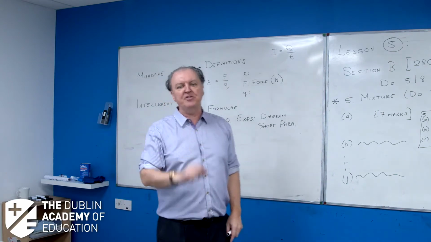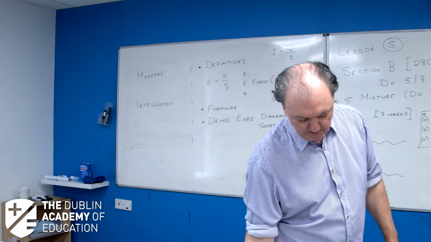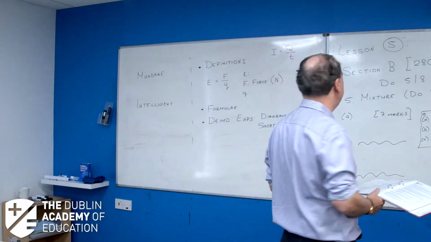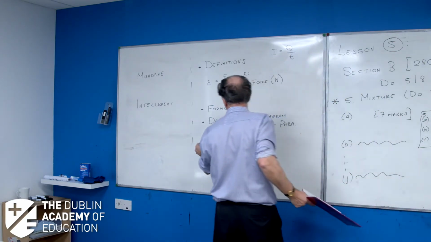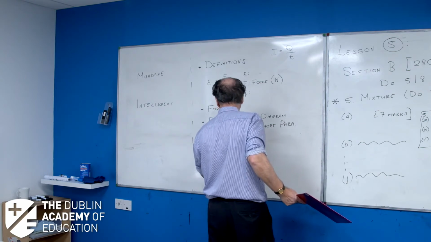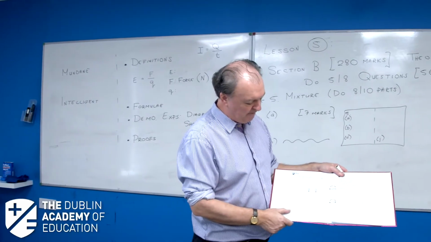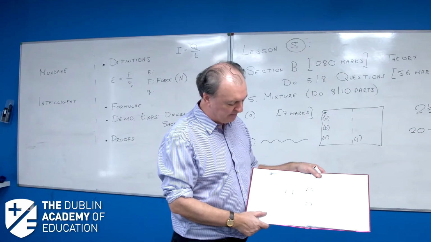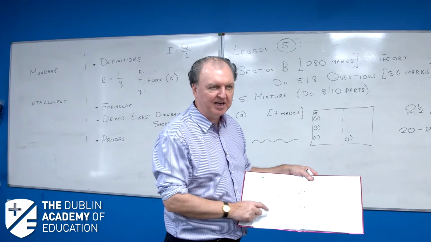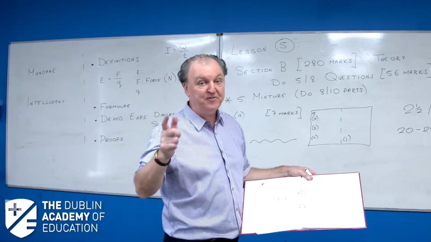So what else do I need to do for the mundane? Well, we've got to do proofs. We talked about a proof earlier on, the proof for n lambda is equal to d sine theta. That's the only proof for light and sound. I have it in those double line boxes. So you have to do your proofs.